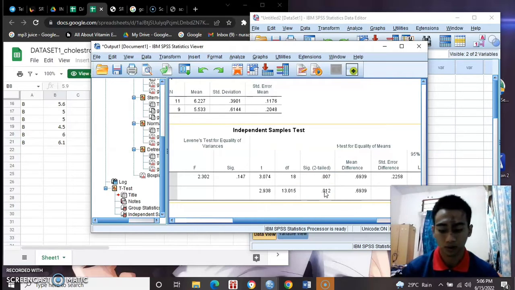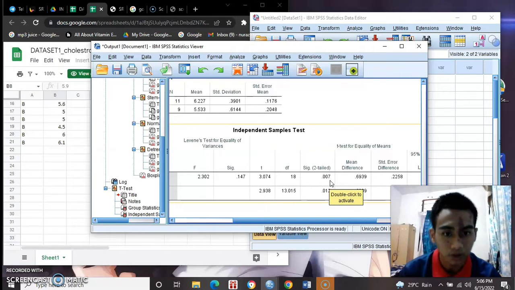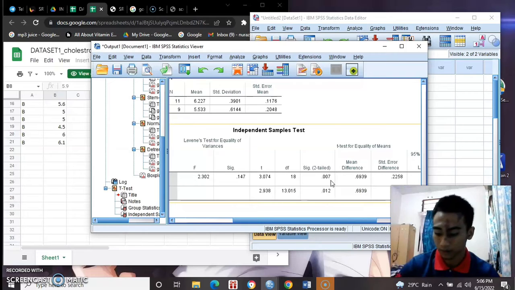p-value 0.007 is less than 0.05, which rejects the null hypothesis. So in conclusion, the test is significant.